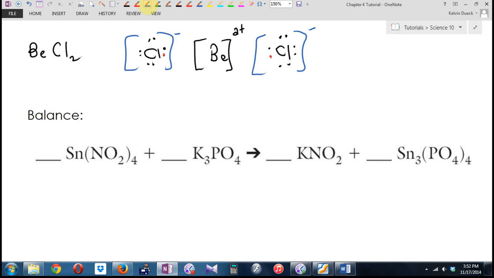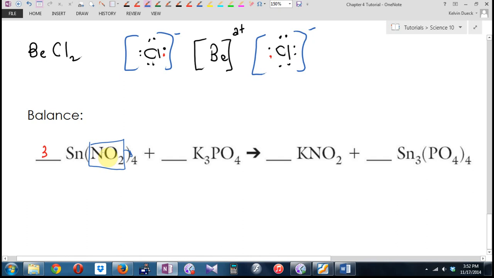Nope. Alex, okay, tin. How many tins on the right? 3. So I would probably try that. What has that changed? How many NO2s do I have now? Let's see. I'm going to treat this like one funky atom. Right now there's 4, but with the 3 in front, how many of them are there? 12. Is that okay, Ryman?